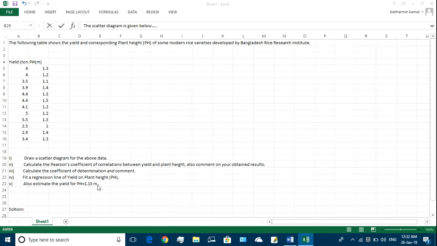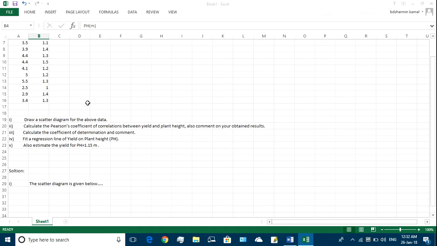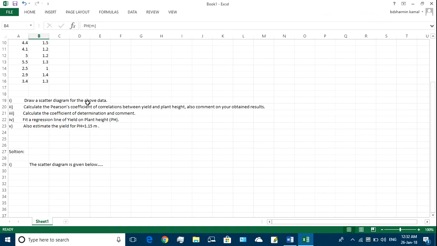Now we can see that this data belongs to yield, in ton per hectare, and this is plant height, which is expressed in meter. Now let's draw the scatter diagram.